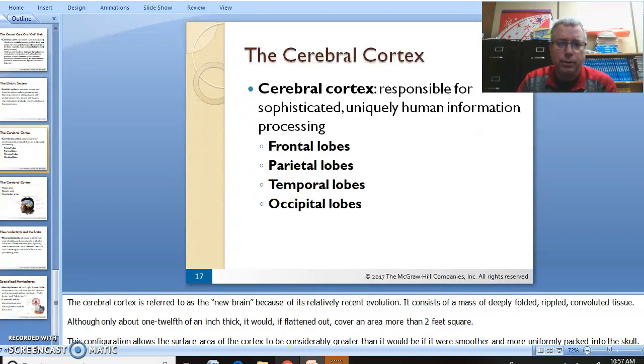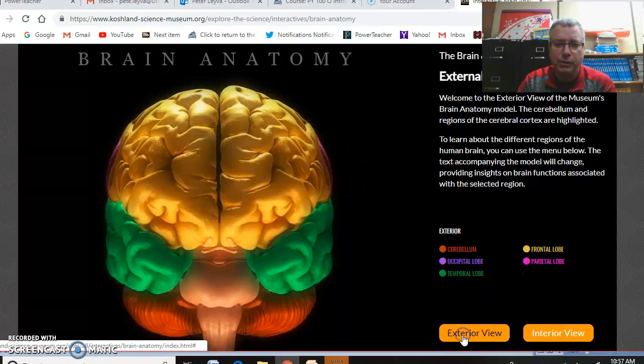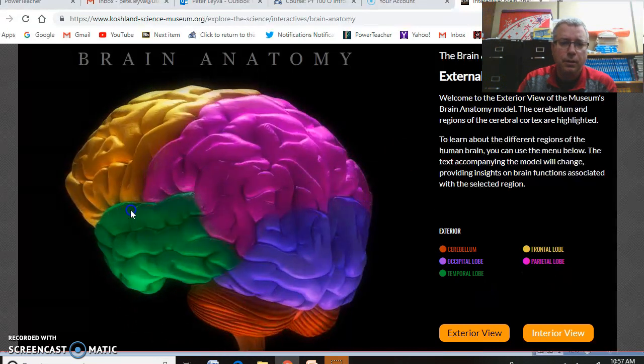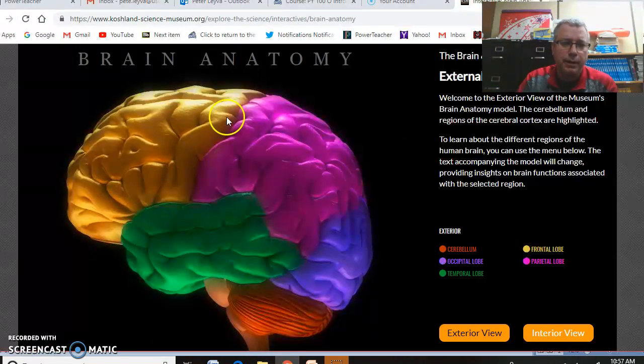Okay, so the cerebral cortex, exterior view. Alright, so first part is the frontal lobe, this part right here. As a human being, right, this is probably the most important area of the brain. This is the part that you as a person, as a human being, live.